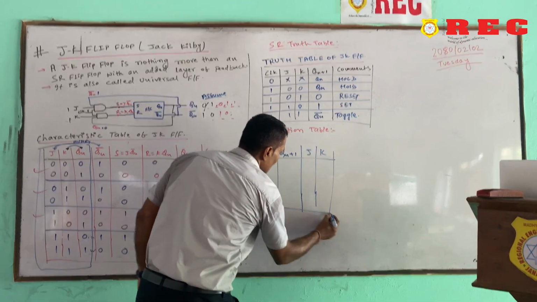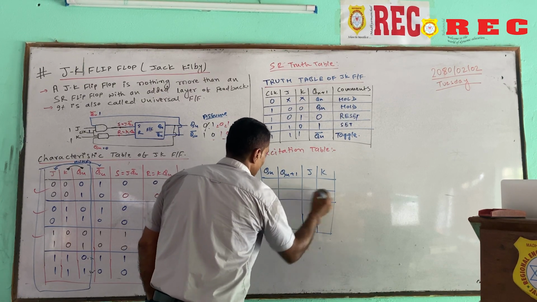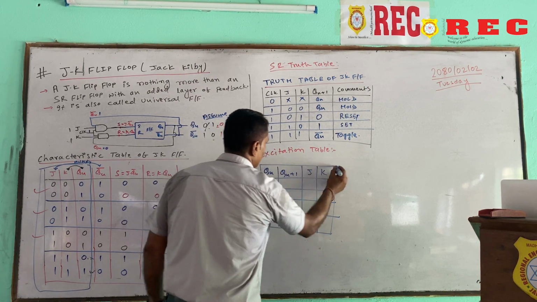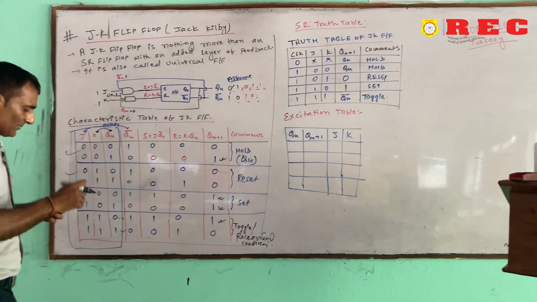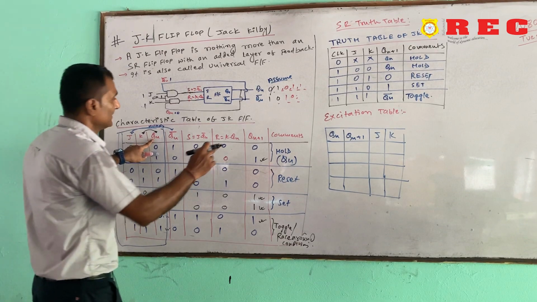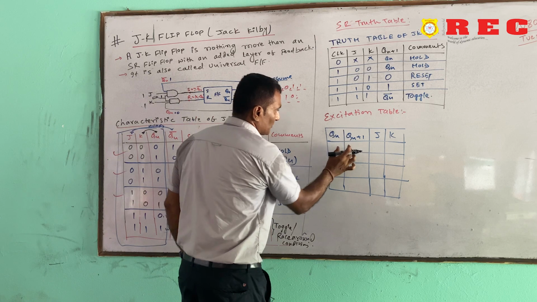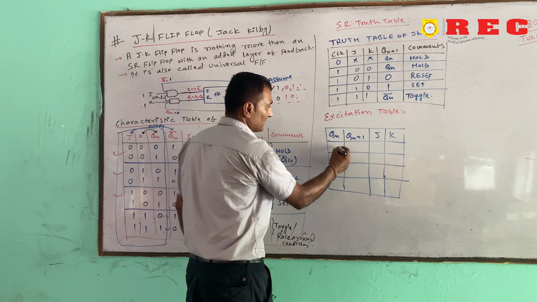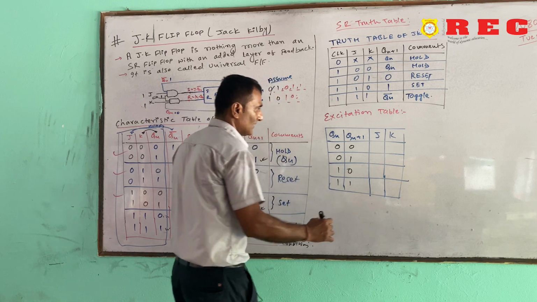And this is also drawn from the excitation table. So see very carefully. In the excitation table, for the value of Qn and Qn plus 1 as the output, there will be only 4 conditions maximum. So it may be 0 0, 0 1, 1 0 and 1 1.